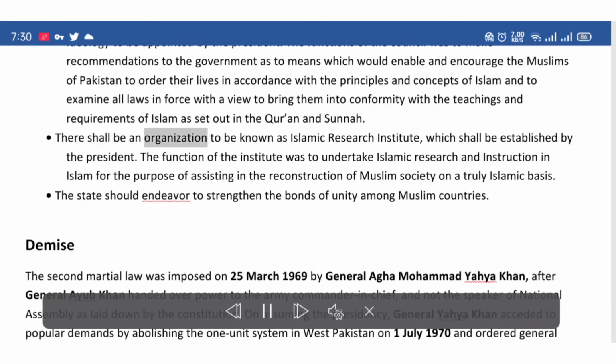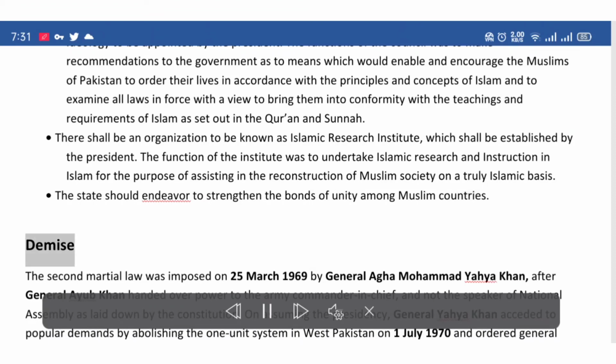There shall be an organization to be known as the Islamic Research Institute, which shall be established by the President. The function of the institute was to undertake Islamic research and instruction in Islam for the purpose of assisting in the reconstruction of Muslim society on a truly Islamic basis. The state should endeavor to strengthen the bonds of unity among Muslim countries.